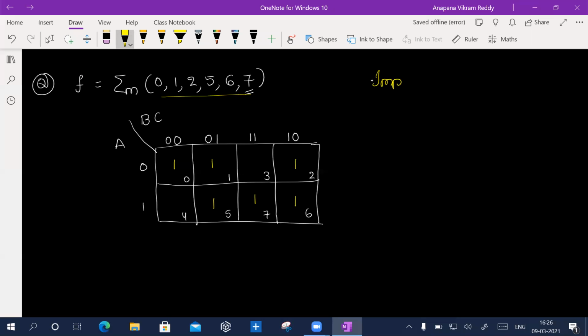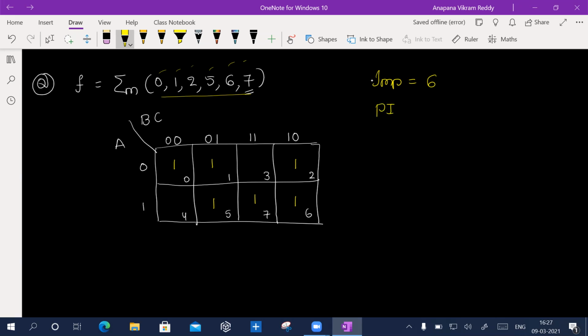6, sir. Just count. See, 0, 1, 2, 5, 6, 7. Total 6. So I have 6 implicants. So implicants are very simple for us to do. And then I want to find PIs.